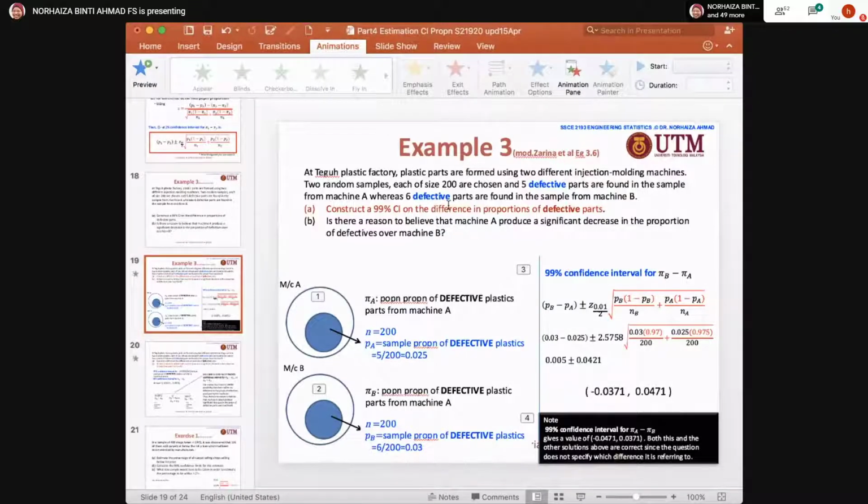Specifically for this question, it does not specify which interval you want to find out, so it's okay if you do B minus A or A minus B. But if the question asks specifically for the difference in proportion of A over B, then it has to be A minus B. Or if it writes pi A minus pi B, then you need to find the confidence interval for pi A minus pi B. If it's asking for pi B minus pi A, then you really need to do that. But for a general question like this, both answers should be correct, because it doesn't specify which machine's defective proportion is over the other. Are we clear?